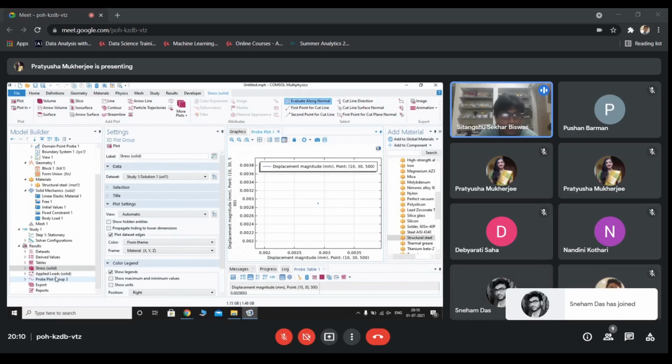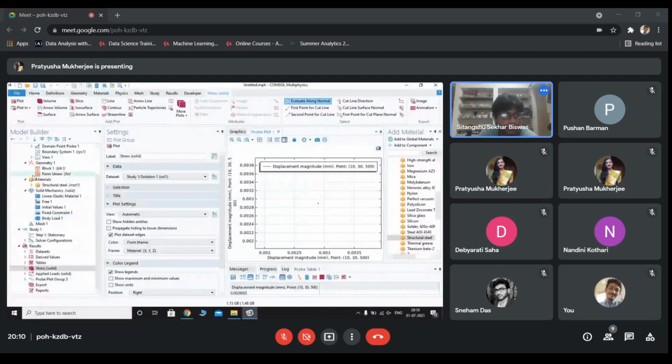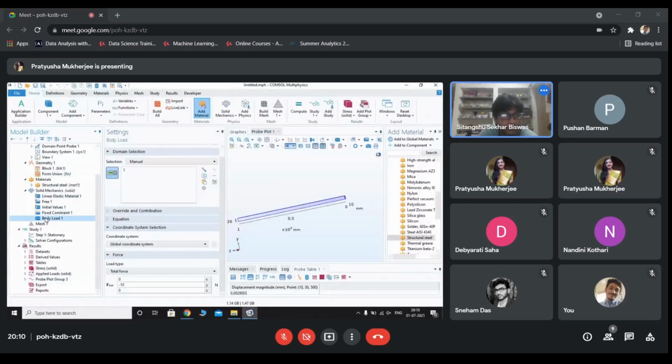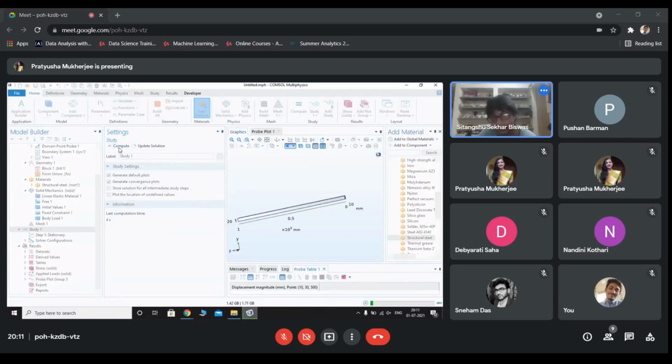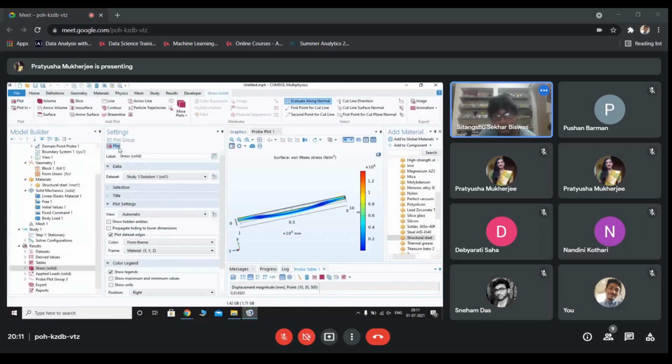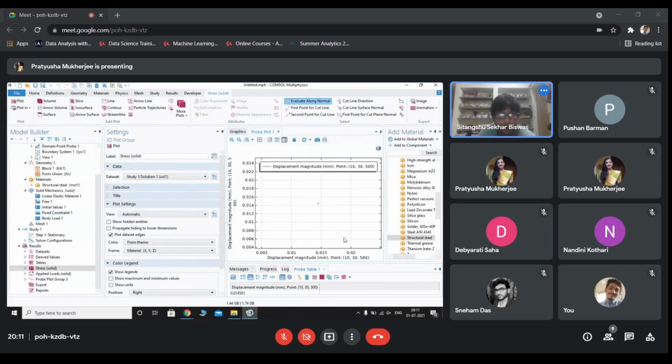Now again you increase the body load. You go to the body load, and instead of -10 you put -50, and again you solve it. Now you go to the point probe plot. See, the deflection has increased. Earlier it was 0.00 something, now it has come to 0.014.